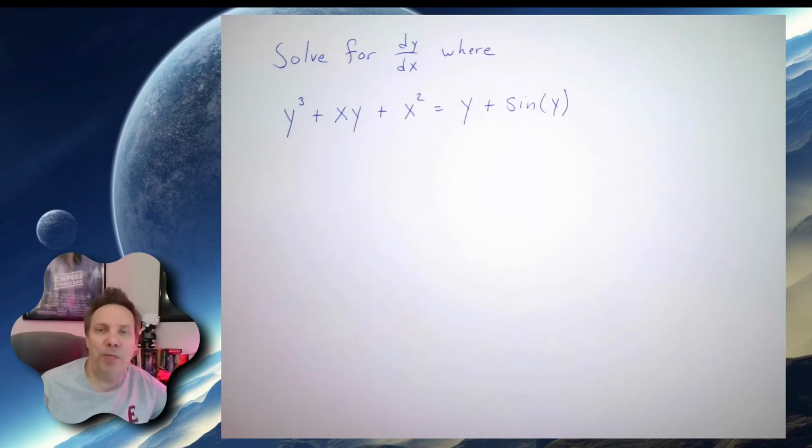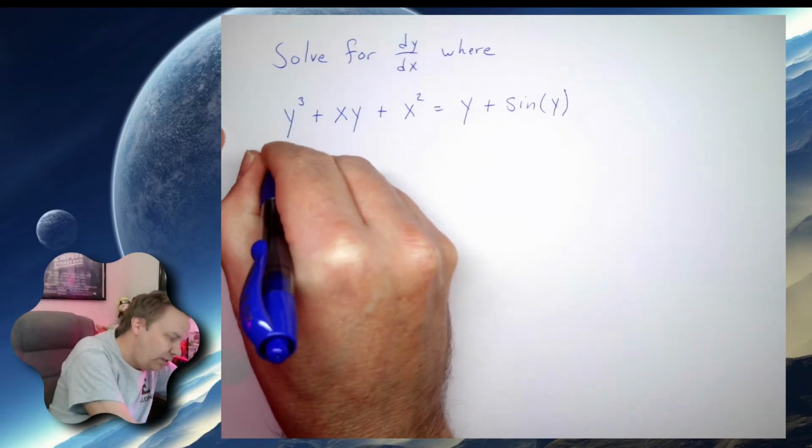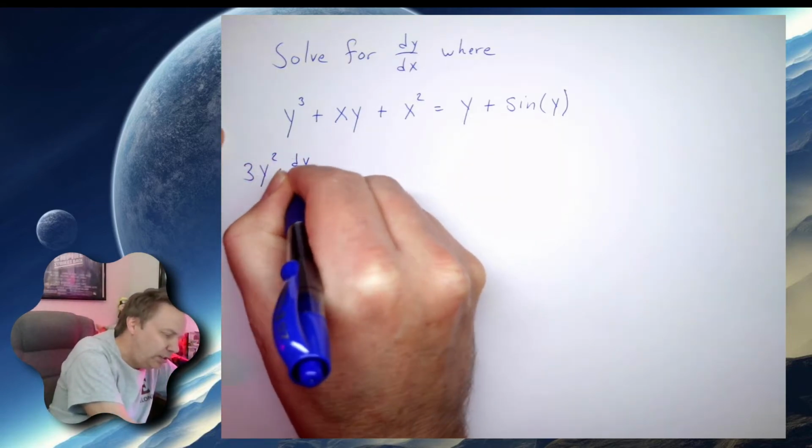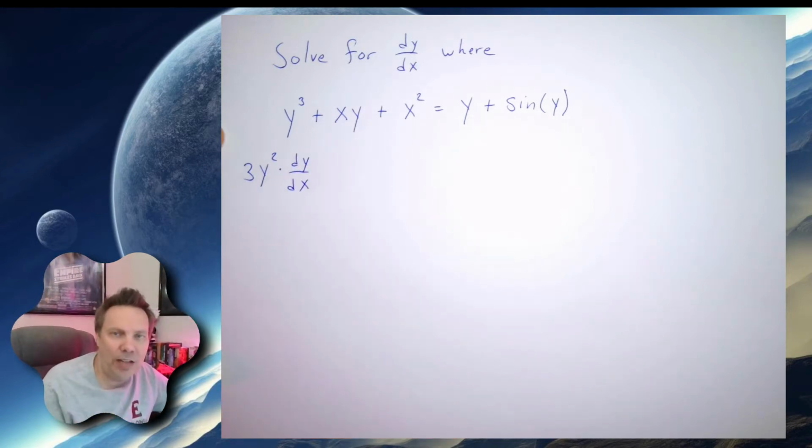I'm taking the derivative with respect to x. The derivative of y cubed is 3y squared times dy/dx. That's the chain rule there. The outside is the cubing, the inside is the y. Derivative of the outside, leave the inside alone, multiply by the derivative of the inside, which is dy over dx. That's the symbolic version of it.